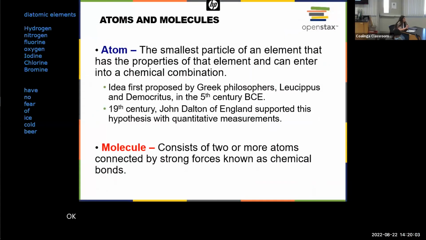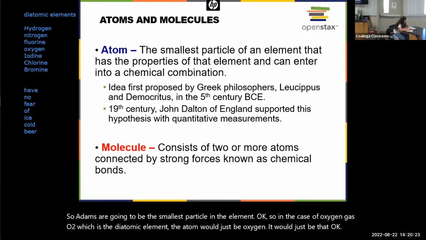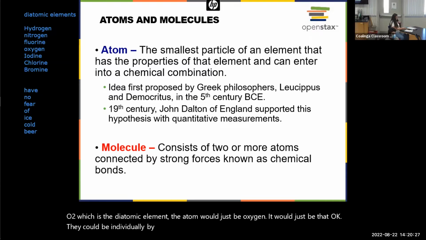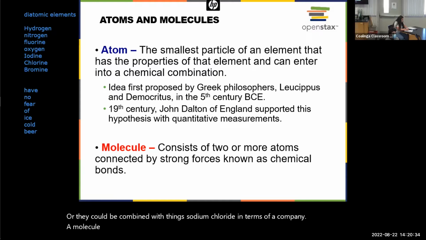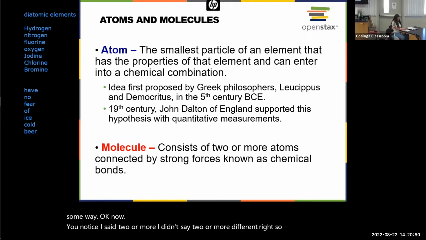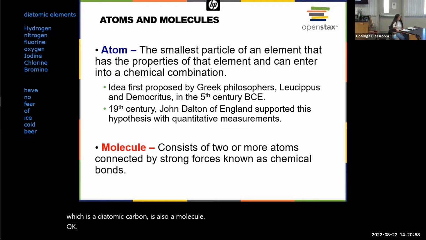Okay, so atoms. Atoms are going to be the smallest particle of an element. In the case of oxygen gas, O2, which is the diatomic element, the atom would just be oxygen. They can be individual by themselves, like sodium, or they can be combined, like sodium chloride in a compound. A molecule is going to be two or more atoms that are interacting, that are bonded in some way. Now, you notice I said two or more. I didn't say two or more different. So for instance, oxygen, which is a diatomic element, is also a molecule. It's just two or more.